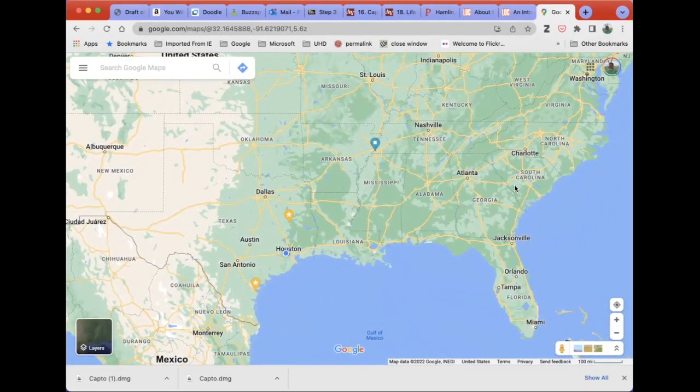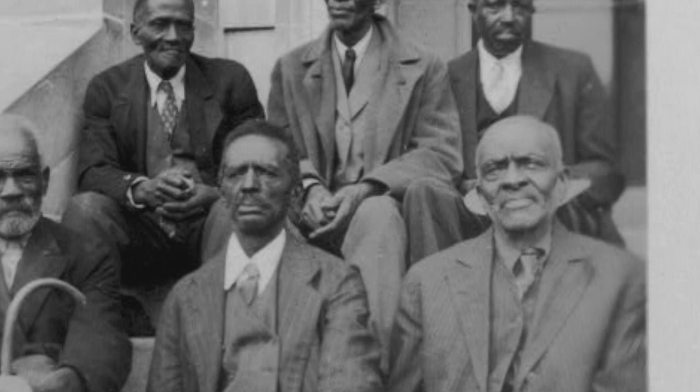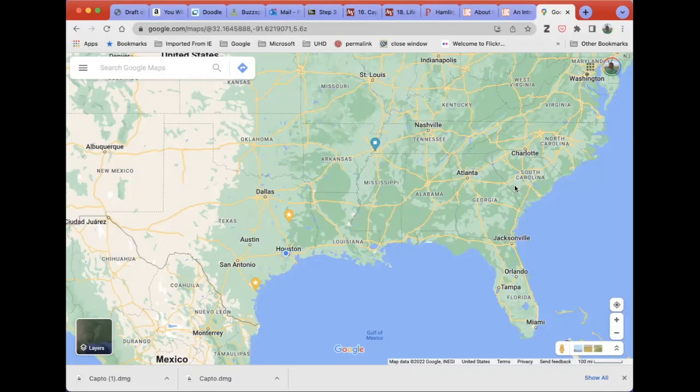Now remember, this was 70 years after slavery was over. So oftentimes the people they interviewed were elderly or had been children at the time of slavery and may have gotten information not necessarily from their own memories, but from the stories their parents and other relatives may have told them.